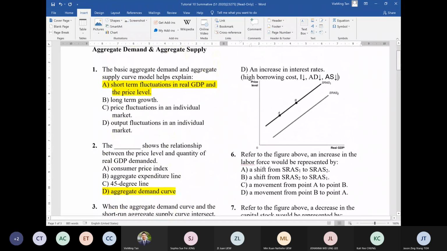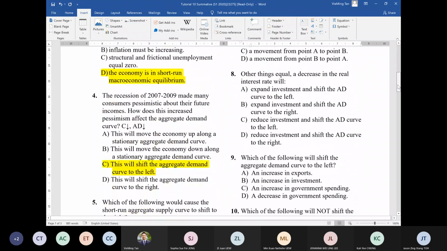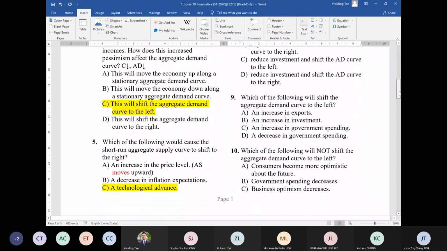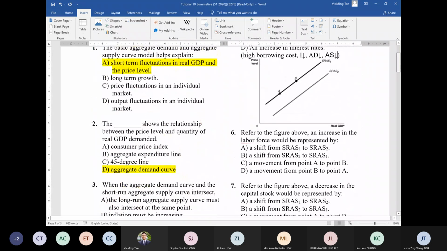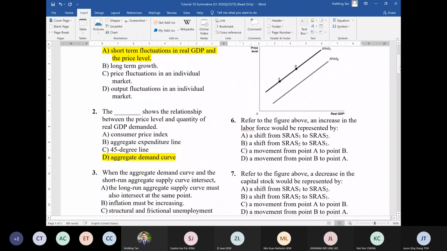Okay, to question number 5. Okay, 5 already done. Okay, number 6. Number 6, we need to answer the question based on the diagram provided.